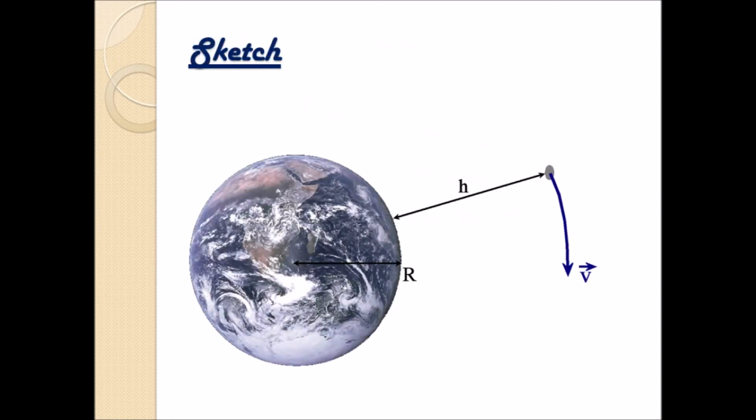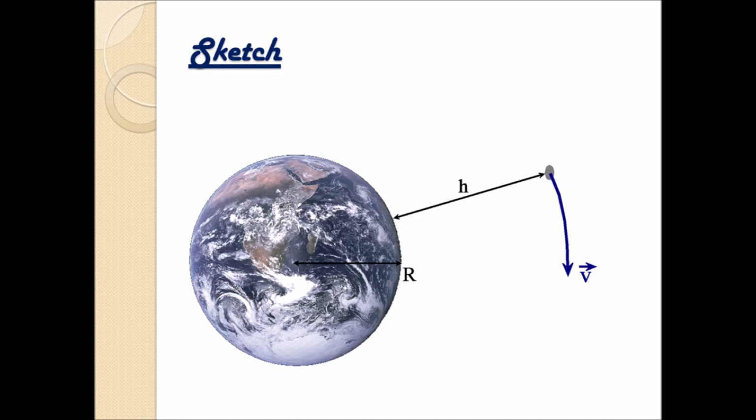So let's make a sketch. We can see here the Earth. We can assume it's spherical in shape and we know the radius r. In a height h above the surface of Earth, we have given a satellite that is moving at a constant velocity in a circular motion. So how do we solve our problem?